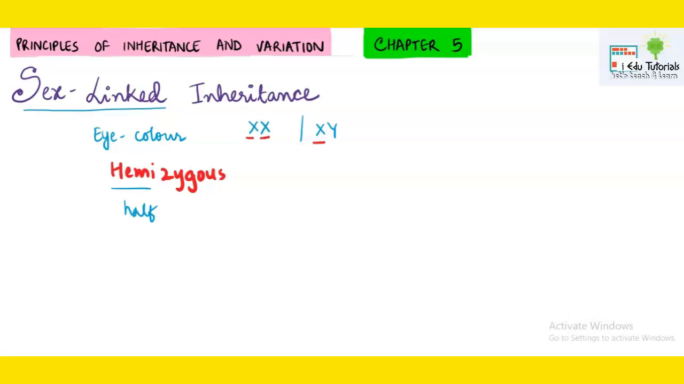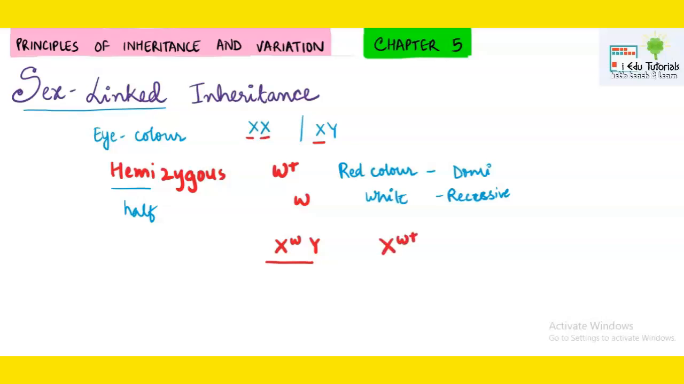Hemi means half, so with this trick you can remember it. For example, if we are talking about eye color, red is the dominant eye color in the fruit fly and white is the recessive eye color. We use the symbol W plus to define the red color and W to define the white color. Males which are white-eyed will be represented by this genotype, and males with red eye color by this, because the Y chromosome does not carry any allele for eye color. That is why males are hemizygous. They contain only one X chromosome, only one allele, and that one allele gives expression.